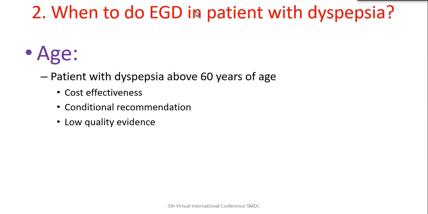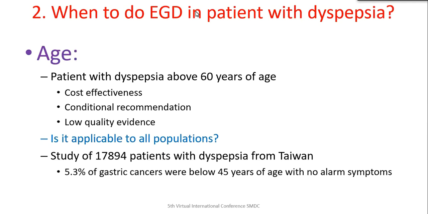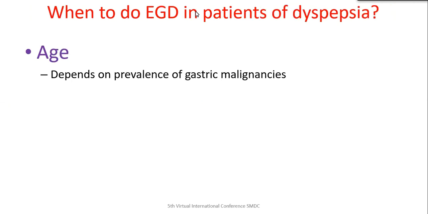But remember, this recommendation is conditional on clinical evaluation and clinical judgment, and the quality of evidence is still low. The question arises: is it applicable to all populations? There is a big meta-analysis from Taiwan of more than 17,000 patients, done when the age for endoscopy in dyspepsia was 45 years. They identified that more than 5% of patients with gastric malignancies were less than 45 years of age without any alarm symptoms. So the age barrier will depend on the prevalence of malignancies.